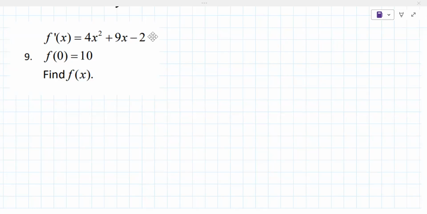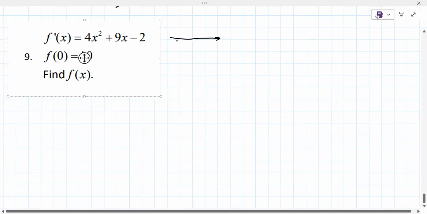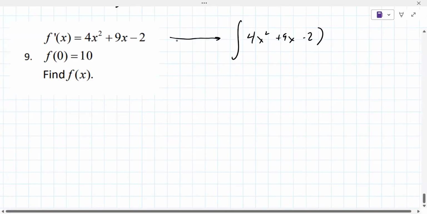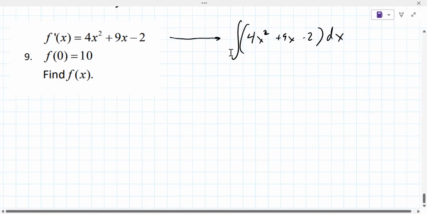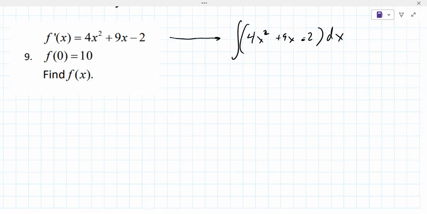Okay, so this problem right here, it's formatted differently than the others, but what it really is asking you to do is this. I see. Okay, so what I'd like you to do is to integrate this and give me your result. If you have questions, please ask.